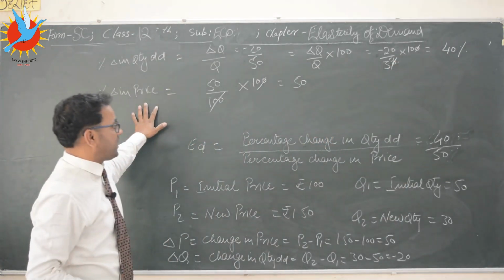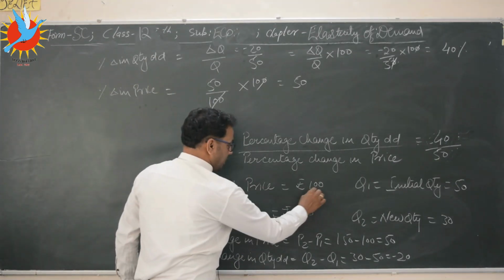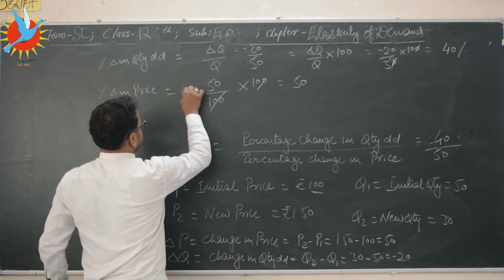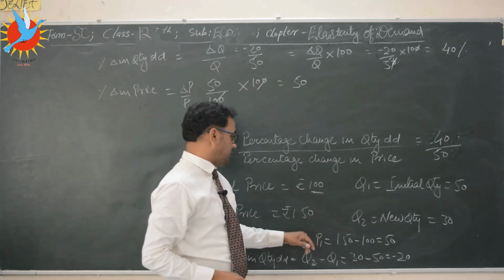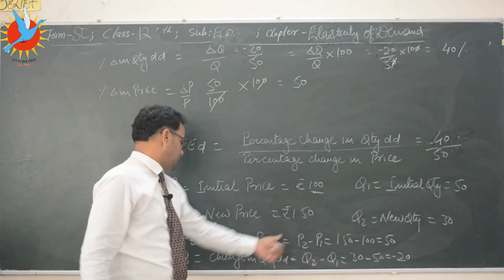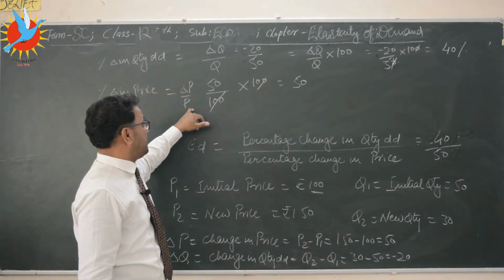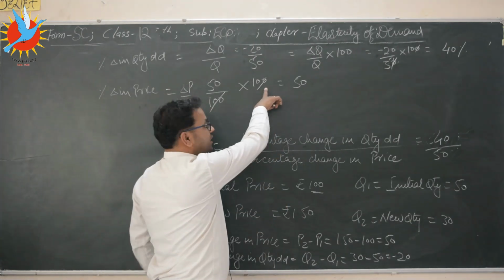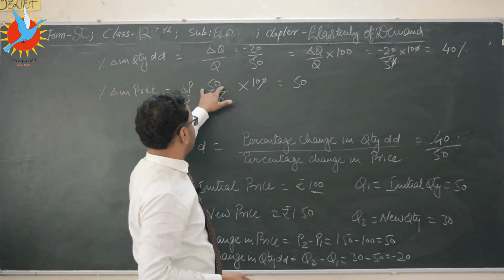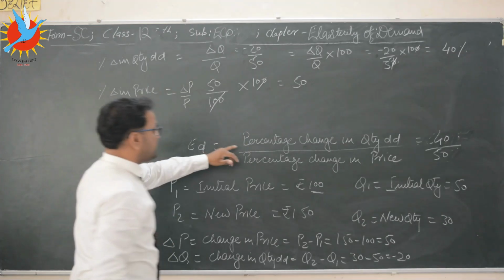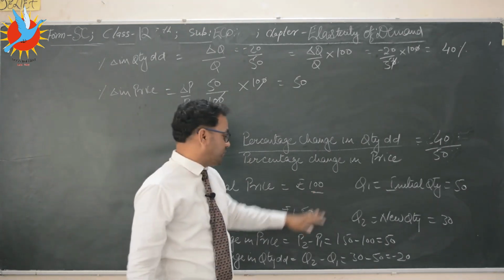Now the percentage change in price. To calculate the percentage change in price, we will again do the same fundamental. The initial price was 100, that is P is 100, and how much has the price changed? The price has changed by 50. So delta P will be 50 and the initial price was 100. For percentage we will multiply it by 100. So 50 upon 100 into 100, the 100s will cancel. So the remaining will be 50%. Meaning the percentage change in price is 50%.